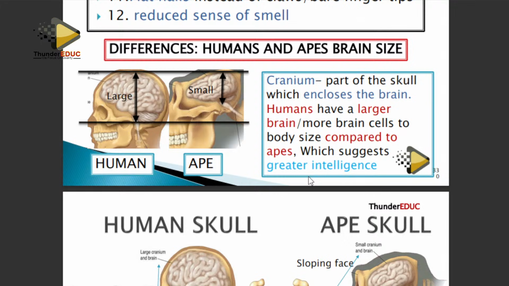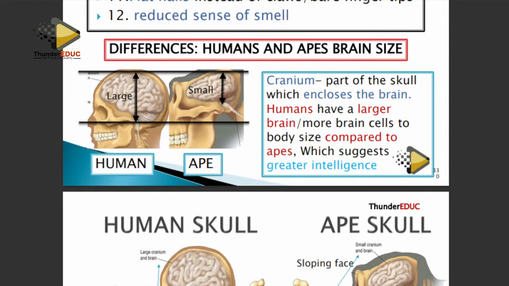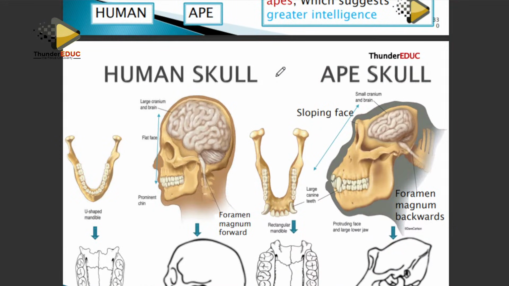Then the next question is asking about the phylogenetic tree. They are saying: tabulate the difference between the human and the African apes based on the skull. It means that now you look at the skull and you tell us what is the difference.